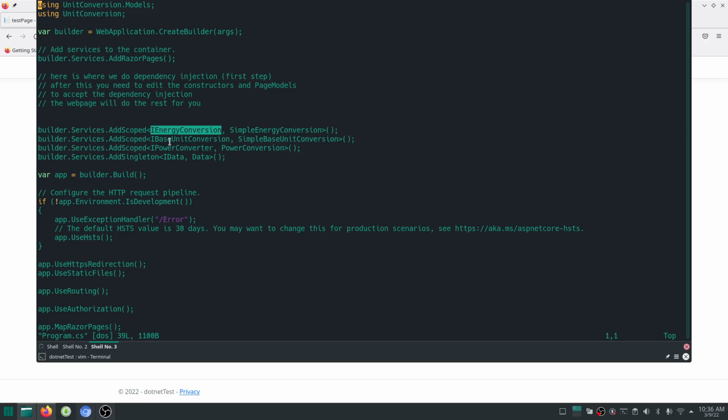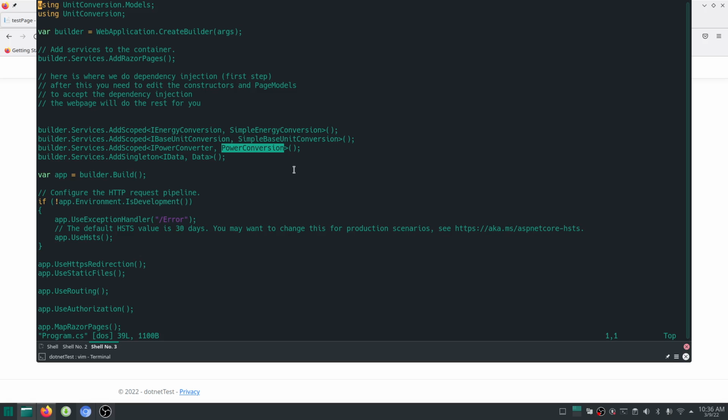So what classes do I have? I have IEnergyConversion, I have IBaseUnitConversion, and I have IPowerConverter. And these are the implementations of these interfaces. The interface IEnergyConversion will be implemented by SimpleEnergyConversion. IBaseUnitConversion will be implemented by SimpleBaseUnitConversion. IPowerConverter will be implemented by PowerConversion.